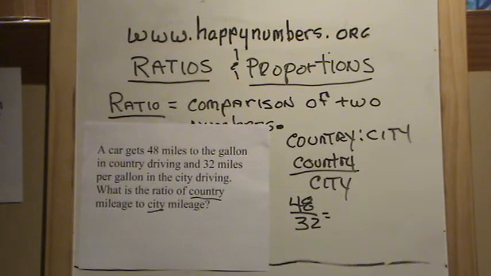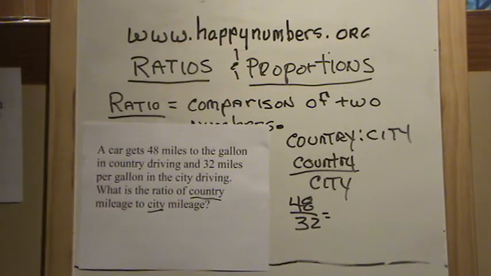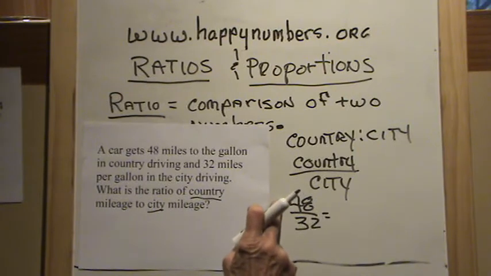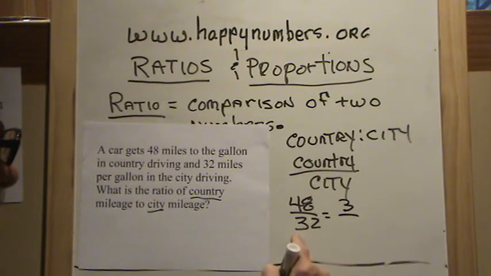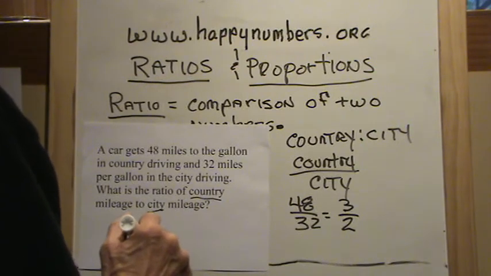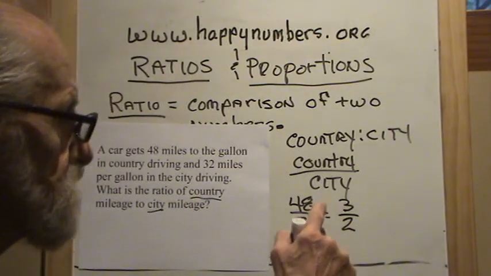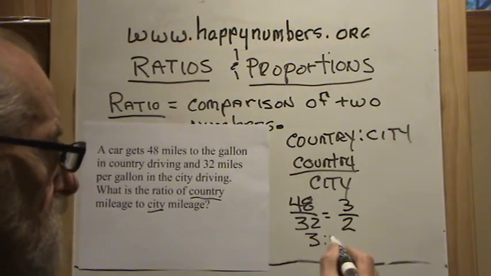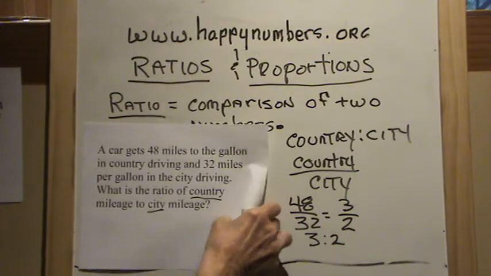And now I need to put this in its smaller name. And I know that 16 goes evenly into 32 and into 48. 16 goes into 48 3 times. 16 goes into 32 2 times, because 2 times 16 is 32. So the ratio between country mileage and city mileage is 3 is to 2. Good. Let's take a look at one more.